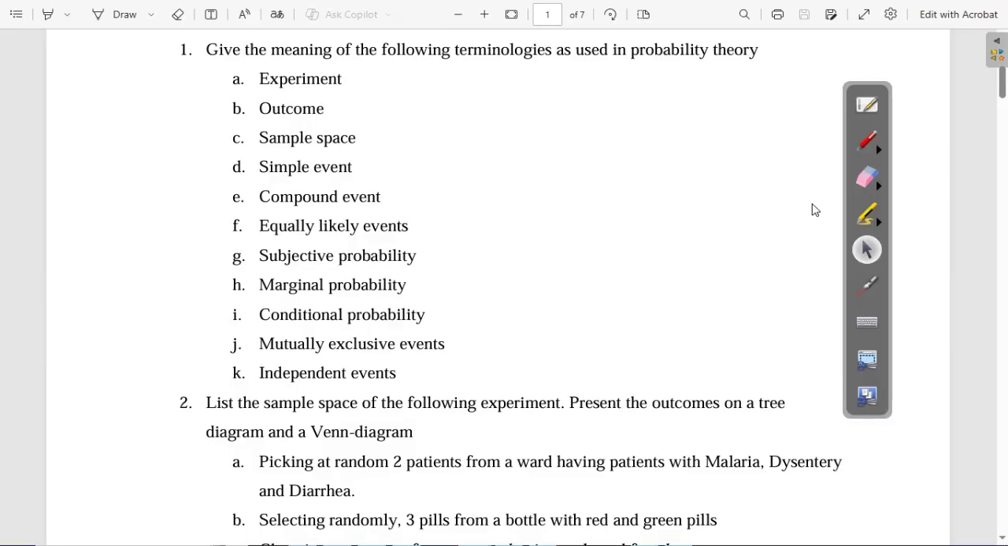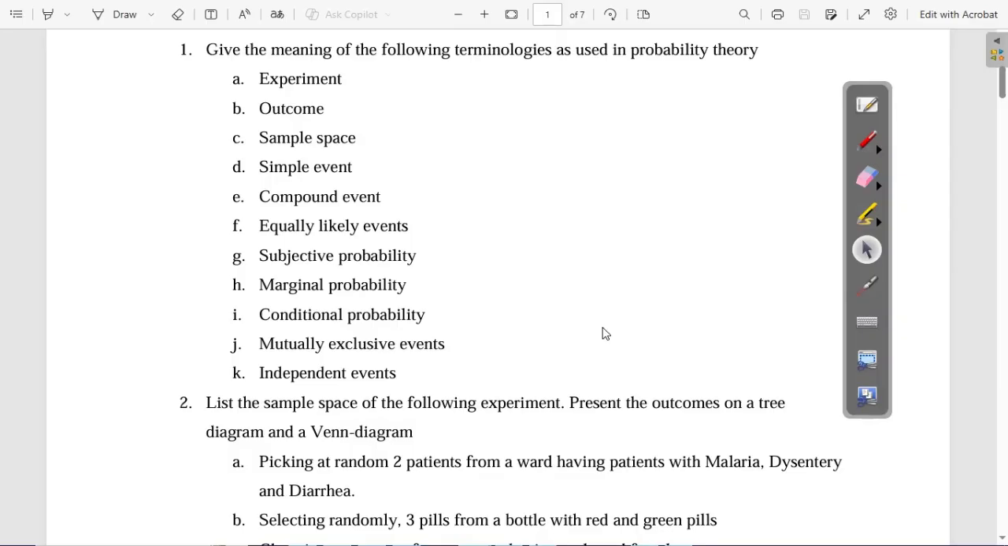Okay, so today we'll be looking at probability theory. And with me here, I have tutorial sheet questions that are going to help us understand concepts in probability theory. This tutorial sheet covers a lot of concepts in probability theory.